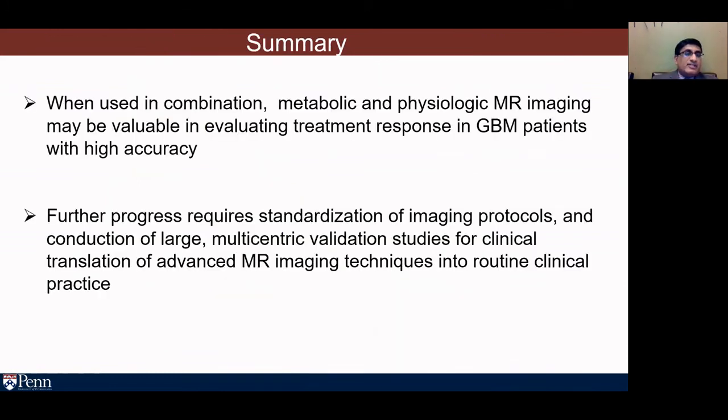Okay, so in summary, when we use the metabolic and physiologic MR imaging parameters in combination, they may be valuable in evaluating treatment response in GBM with high accuracy. However, further progress requires standardization of these imaging protocols and large multi-centric validation studies for the clinical translation of advanced imaging techniques into routine clinical practice.